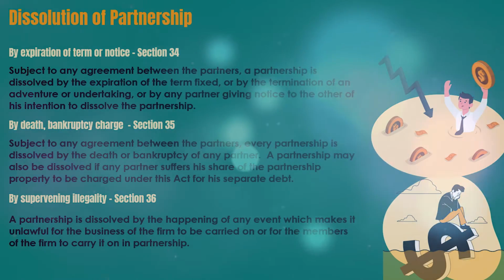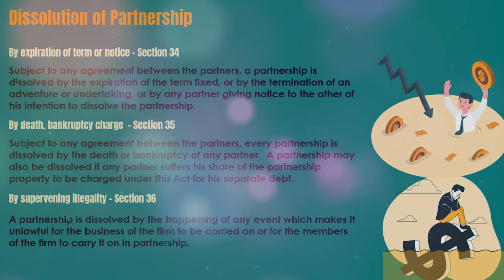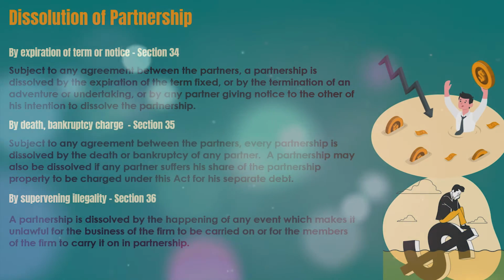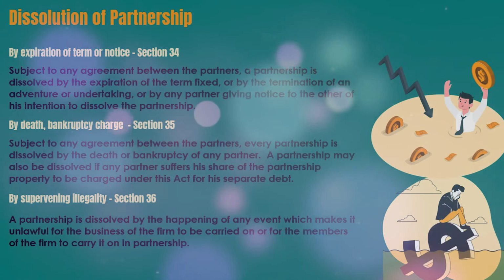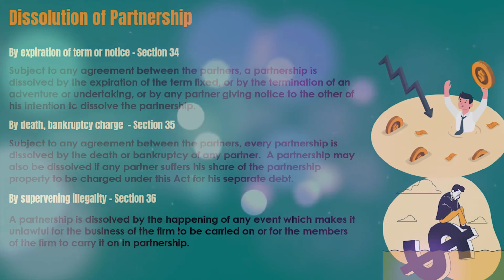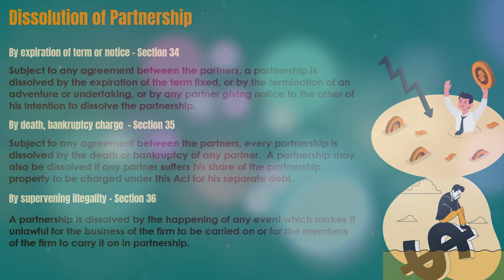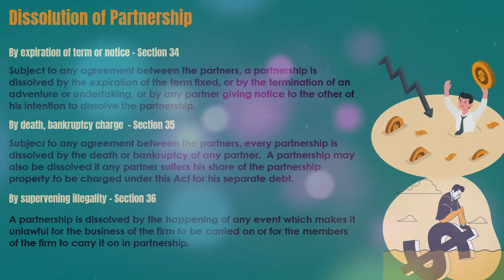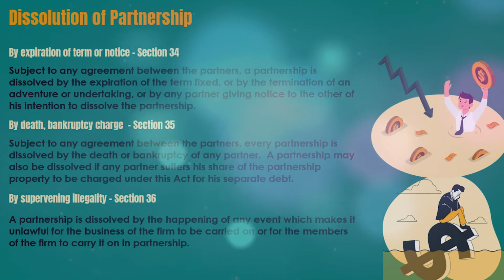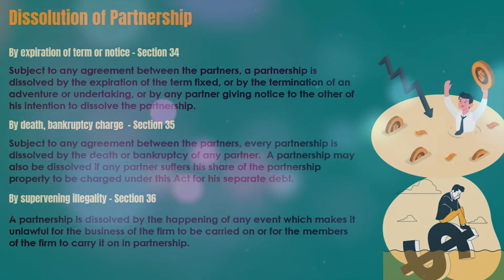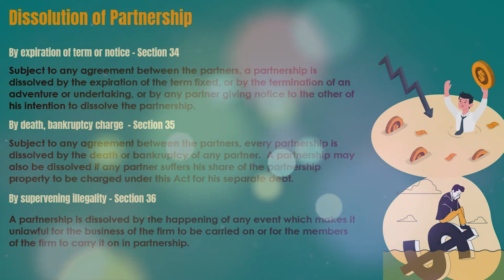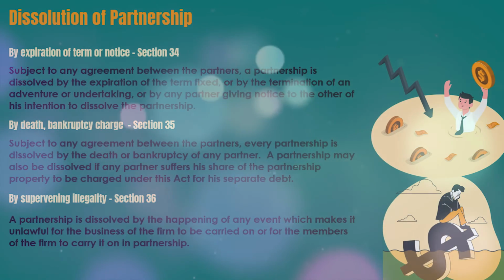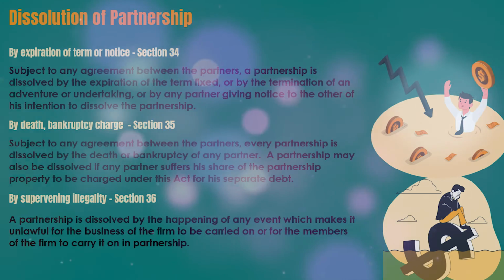A partnership can be dissolved by expiration of term or by notice, as mentioned in Section 34. A partnership is dissolved by the expiration of the term fixed, or by the termination of an adventure or undertaking, or by any partner giving notice to the others of his intention to dissolve the partnership. Also mentioned in Section 35, every partnership is dissolved by the death or bankruptcy of any partner. A partnership may also be dissolved if any partner suffers his share of the partnership property to be charged under this Act for his separate debt.